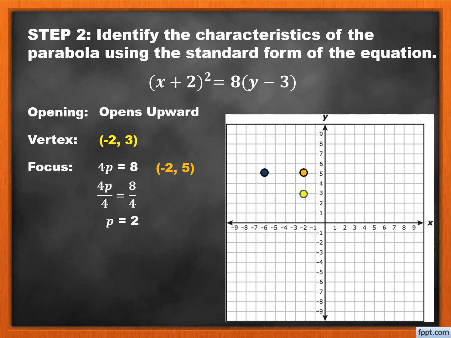Next, using again 8, that means you have 8 units for your latus rectum. So from the focus, you move 4 units to the left and 4 units to the right. That is a total of 8 units. Then now, you can graph your parabola.